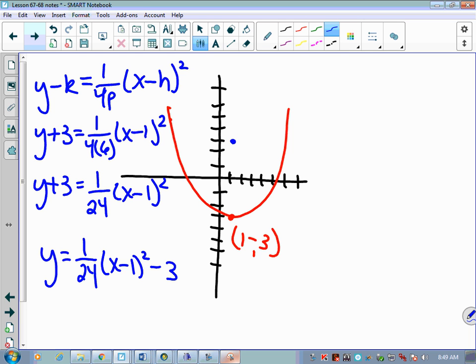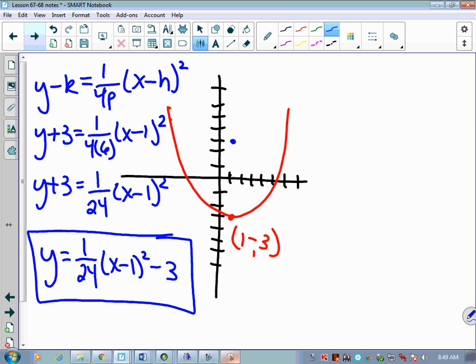Because remember, this point should be equidistant around there. Granted, I'm not going to be exact with how I draw my parabola, but that's what we're going to get out of it. Okay? All right, so this part right here we're done with. We got the equation of the parabola. What else did we need? The equation of the directrix, right?